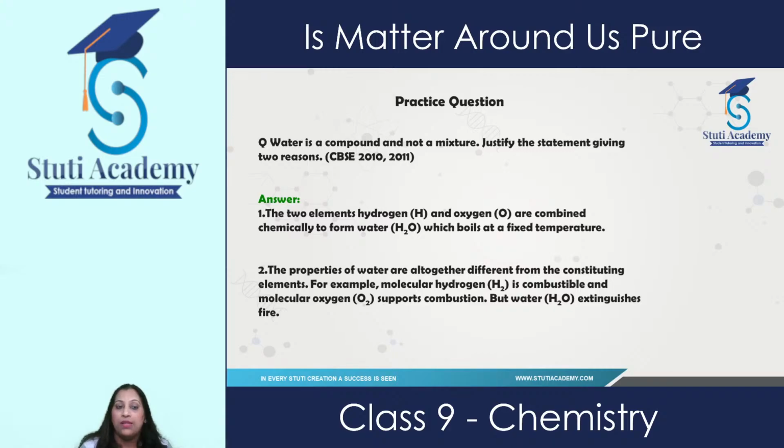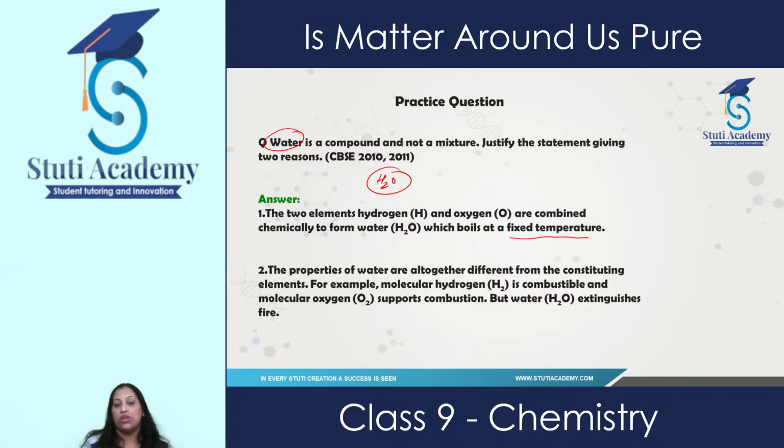And if we look at the example of water, just look at its formula. It's H2O. When hydrogen and oxygen combine chemically to form water, they boil at a fixed temperature. It means they have fixed melting and boiling point. Okay, they have fixed temperature. So when you keep water in a freezer, it becomes ice. When you take it out, it becomes liquid. So it has a fixed temperature.